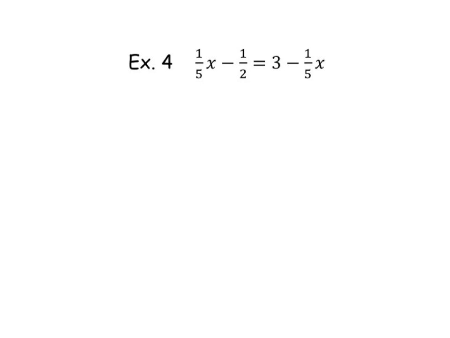Okay, last step. What's the common denominator of 5 and 2? That is what you're going to multiply everything by. This one's longer. It has more terms. 10 over 1.